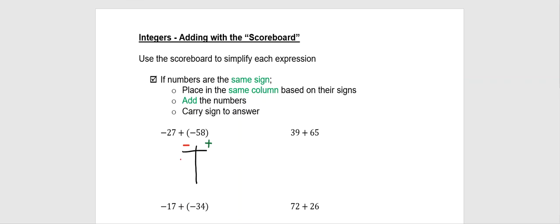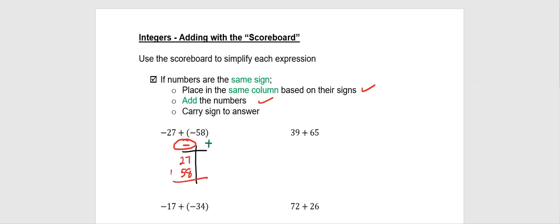So in this case, 27 being negative, it will go on the left side, on the negative side. 58 also being negative will also go on the left side in the negative column. And now we just simply add the numbers. So I've taken care of putting the numbers in their respective column. I add the numbers and I make sure to remember that I need to state my final answer as negative because both numbers are negative.